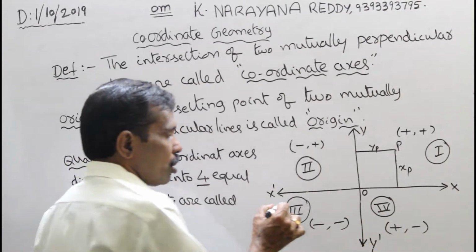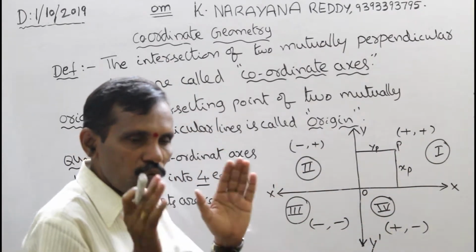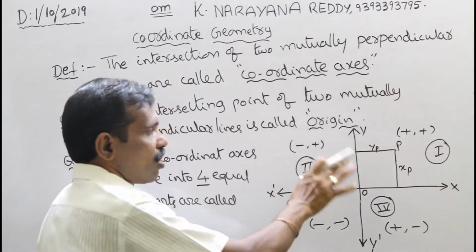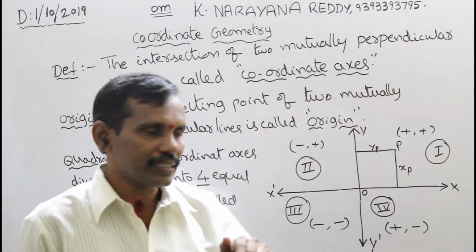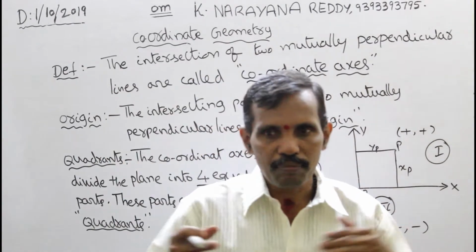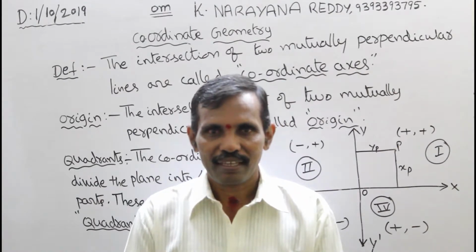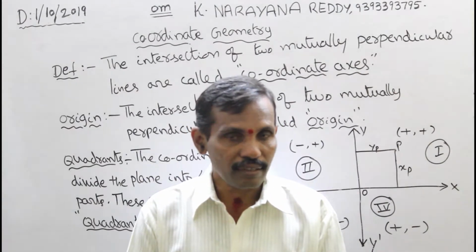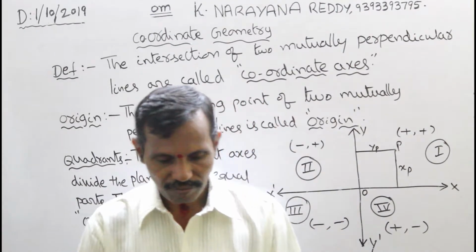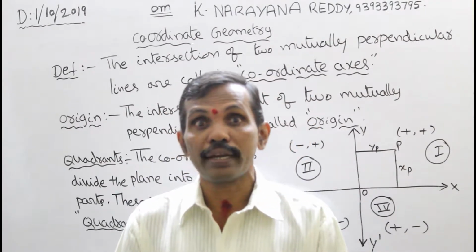Yes or not? So this coordinate axis divides the plane into four equal parts. Those parts are called quadrants. That is first, second, third and fourth. But there is some difference between these four quadrants. Not all quadrants are equal. There is some difference. What is the difference? What is the difference between these four quadrants?